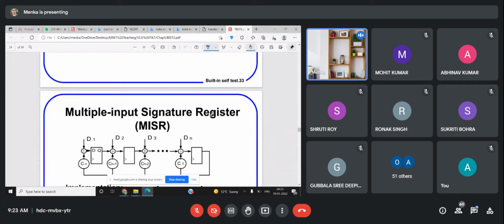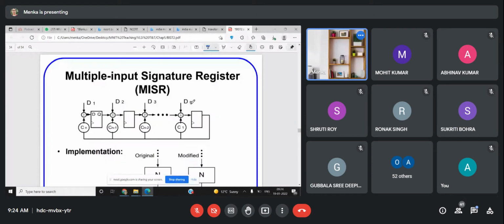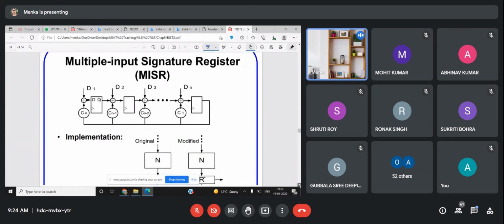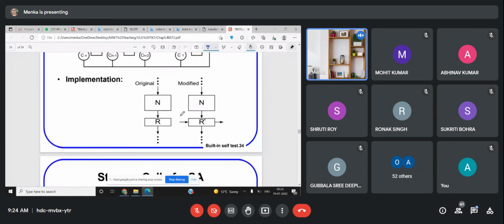What is the multiple input signature register? It is a register just like an LFSR, but this register has multiple entry options altogether. You can see there are multiple entries for multiple bits, D1, D2, D3, DN. All these are going as an input to the XOR gate, right? Altogether these are going as an input. So how will it be implemented? This is how it will be implemented.